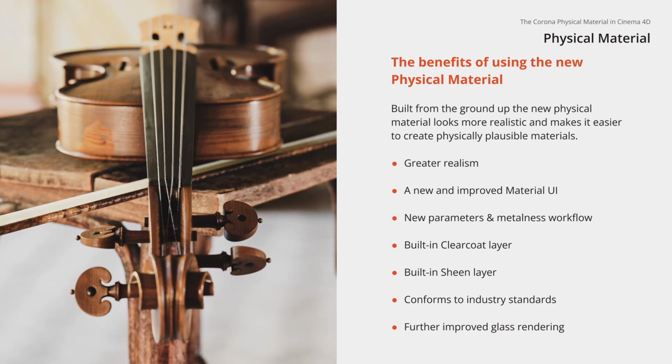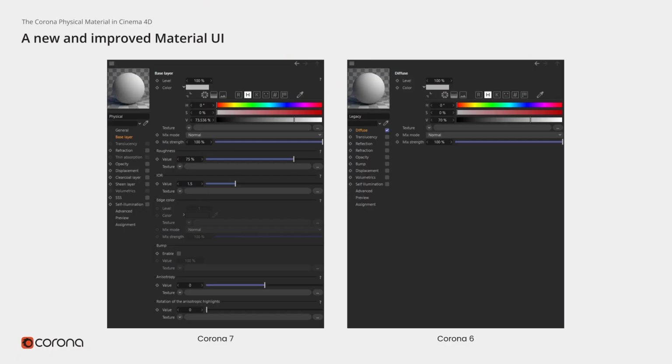Now, before we actually jump into Cinema 4D, let's just take a moment or two to go over the UI real quickly here. So on the left, you'll see the physical materials UI, and on the right, the legacy materials UI. Yes, the material that you've used for the last couple of years is now called the Corona Legacy material.